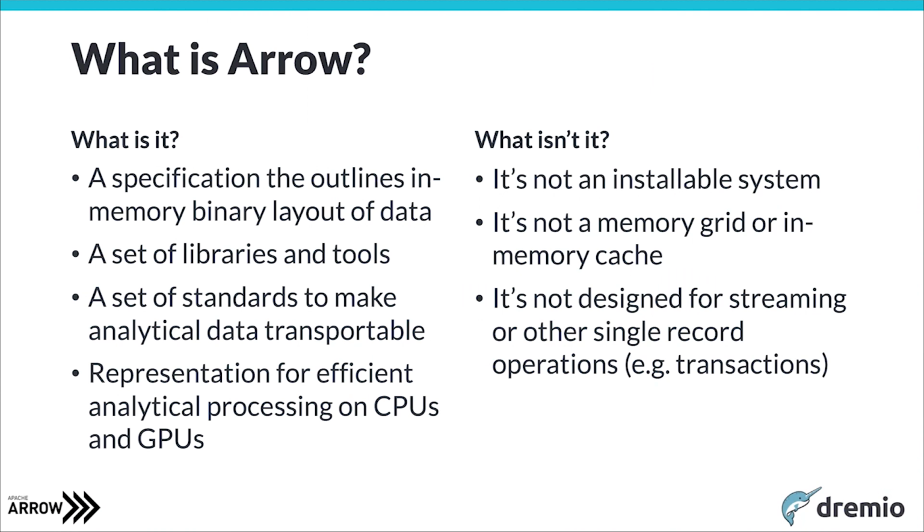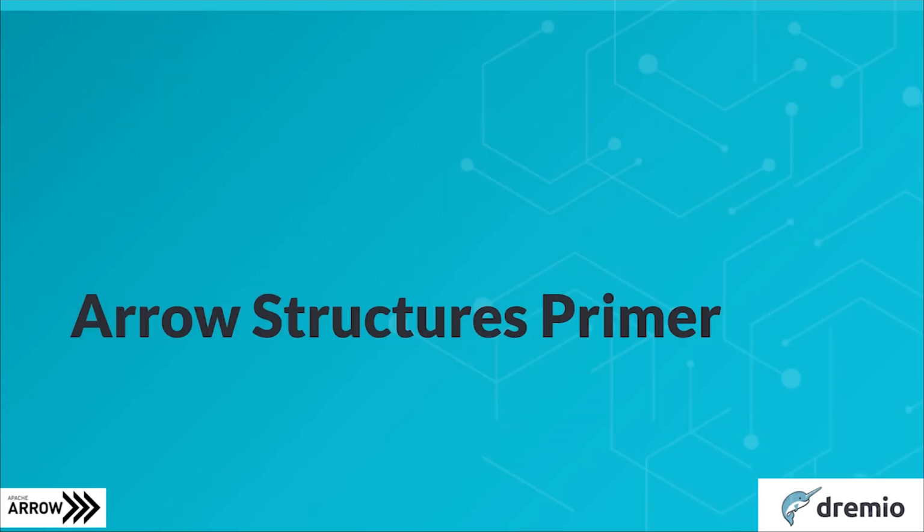Okay? It isn't an installable system. You can't go and say yum install or brew install. Well, you can say brew install Arrow for the development stuff, but you don't install something, you don't run a service. There's not an in-memory grid that it provides. It's actually an internal tool for solving data processing problems. Okay? It's also not designed for streaming applications. It's designed for analytical applications where you're going to be moving large amounts of data. Okay? If you're moving one record at a time, it's not going to work well for you.